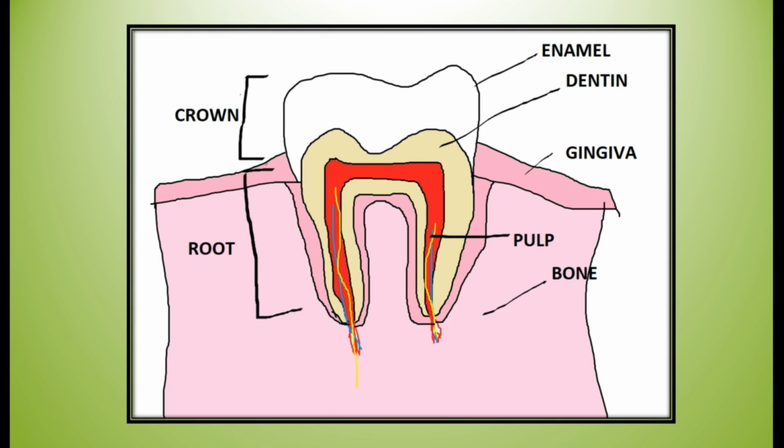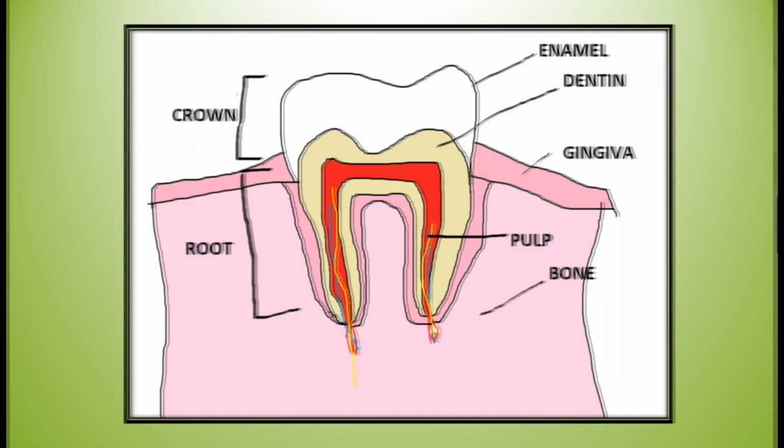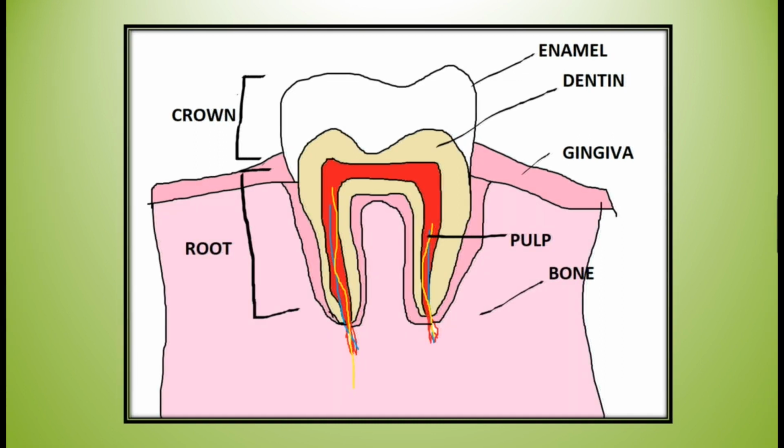Periodontium is the term which is given to the supporting tissue of the tooth. We will discuss enamel, dentine, etc. when we proceed further in the video.